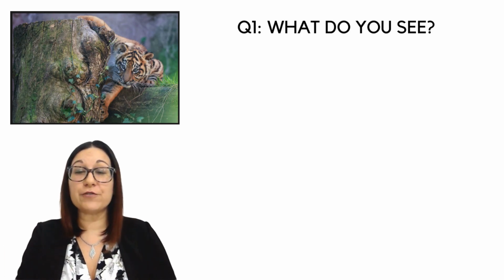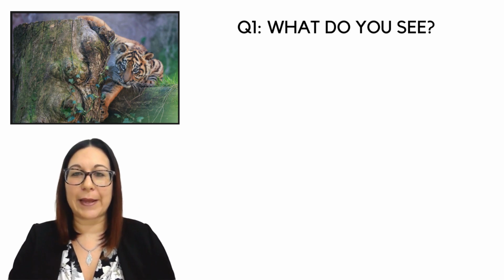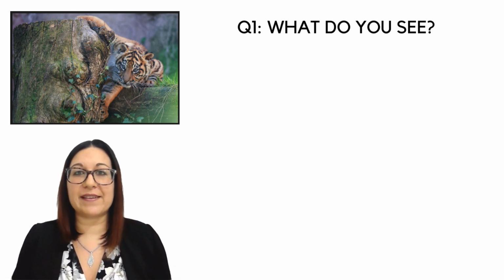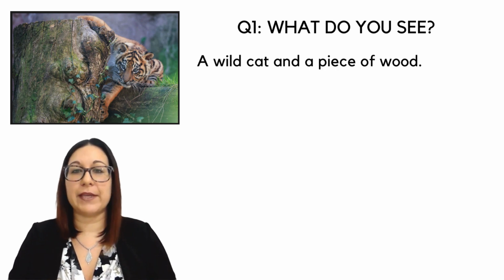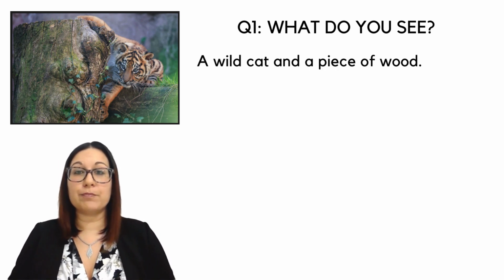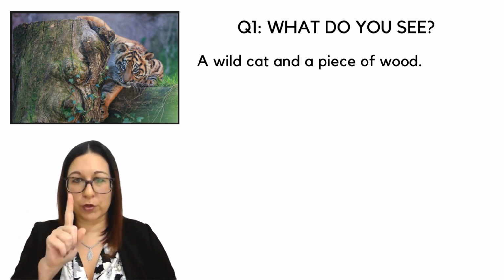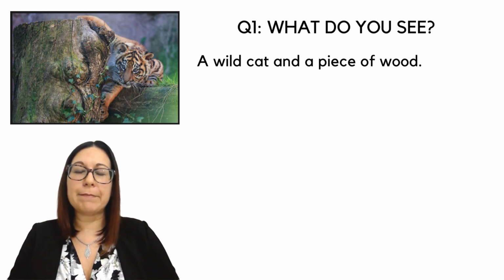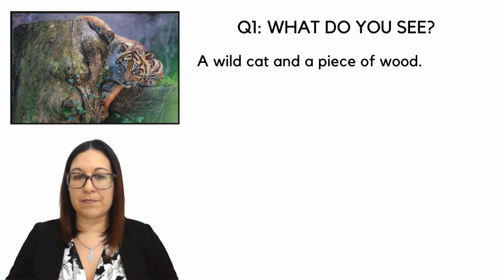Great. Hopefully you've got your own sentence. If not, you can just follow along with me anyway. Let's look at a very basic example. A wild cat and a piece of wood. Now, before you think, whoa, this is too easy and you jump to another video, we're going to make this more difficult. But let's look at why I like this very basic sentence.